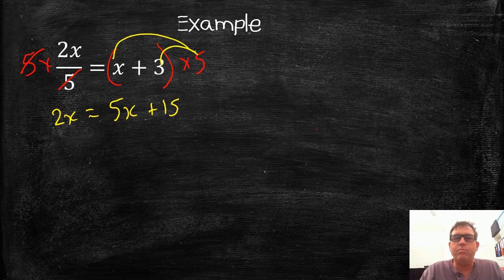Be very careful when you multiply both sides by something. Multiply everything on each side. Now, this looks like what we did before. So I'm going to move the smaller one.